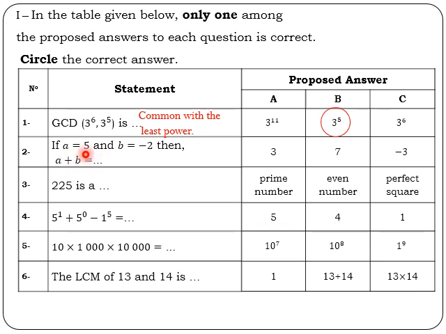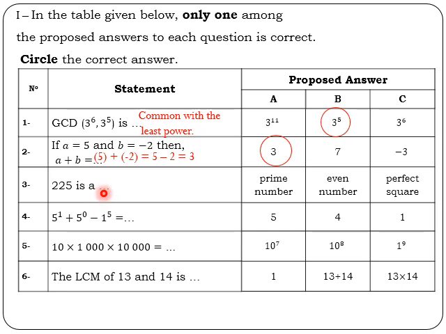Next one. If a equals 5 and b equals minus 2, then a plus b is how much? I have to replace a by 5 and b by minus 2. Don't forget the first step, we should write parentheses. Now, what about the signs? Here we have plus 5. Plus minus 2 is minus 2. So it's 5 minus 2, which is 3. The first answer is correct.